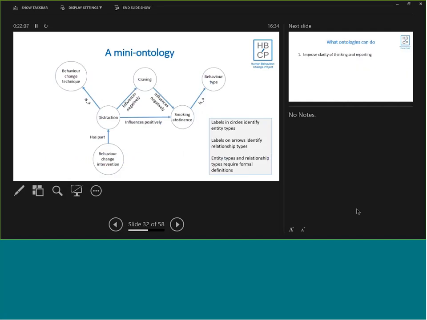Now here's a mini-ontology for the sake of illustrating it more concretely. At the bottom you have here a behaviour change intervention. And this intervention that is going to try and bring about smoking cessation has as part of it the behaviour change technique of distraction. Now, how does distraction work? It influences negatively craving, and craving influences negatively smoking abstinence. So this is how distraction works. So distraction positively influences smoking abstinence, which is a type of the behaviour we're trying to change.